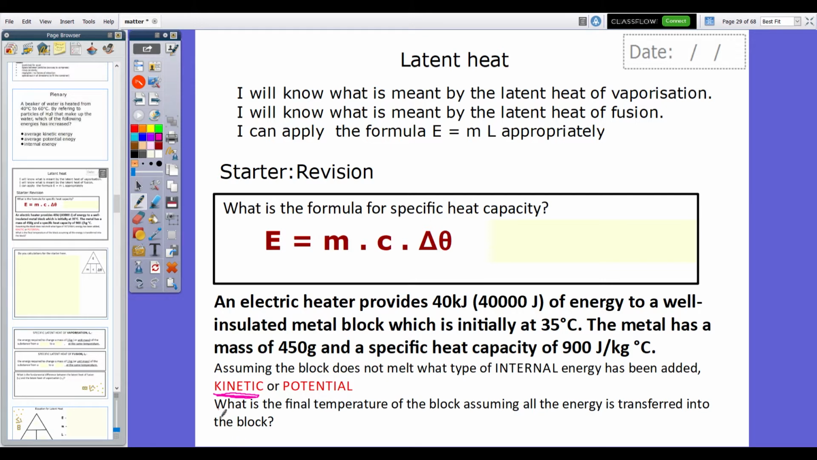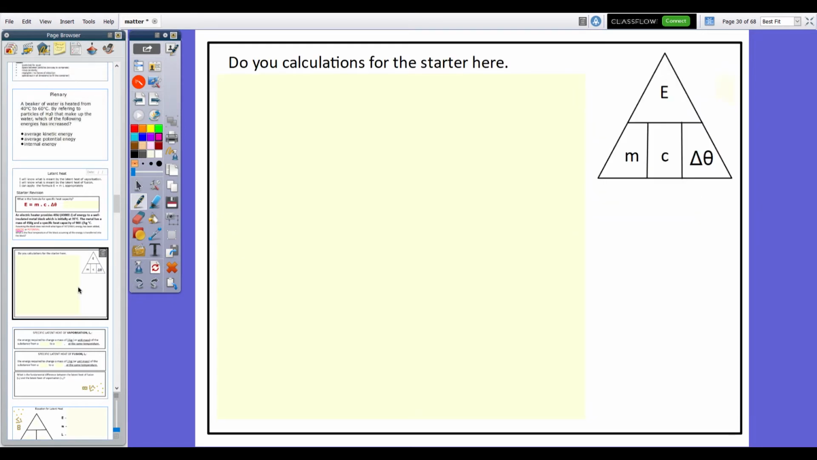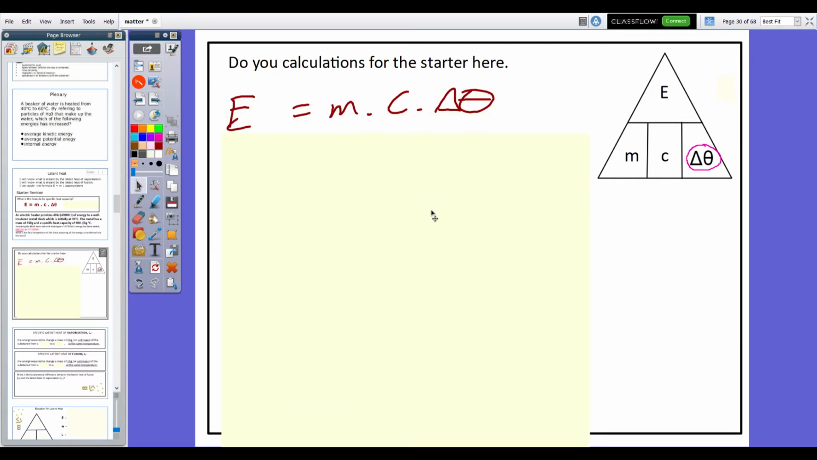So, what is the final temperature of the block, assuming all the energy is transferred into the block? Well, let's have a look at doing that one. We can do the calculations here. So pause the video now and have a go at doing it yourself first. In this particular question we're going to calculate delta theta first. So write down the formula, E equals mc delta theta. Rearrange that for delta theta. Have a go. Delta theta equals E over mc.